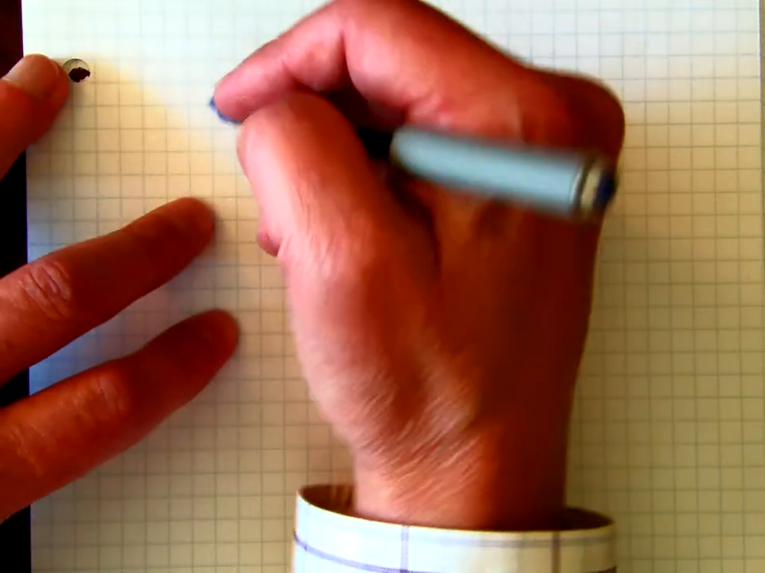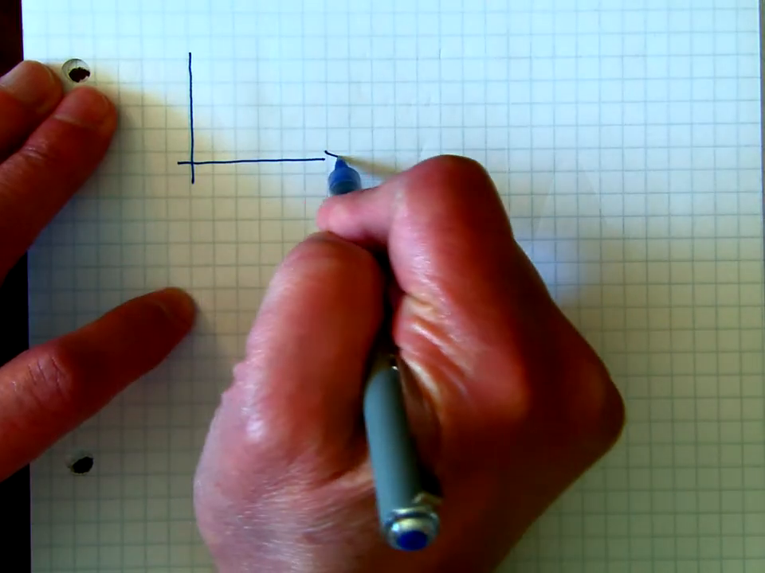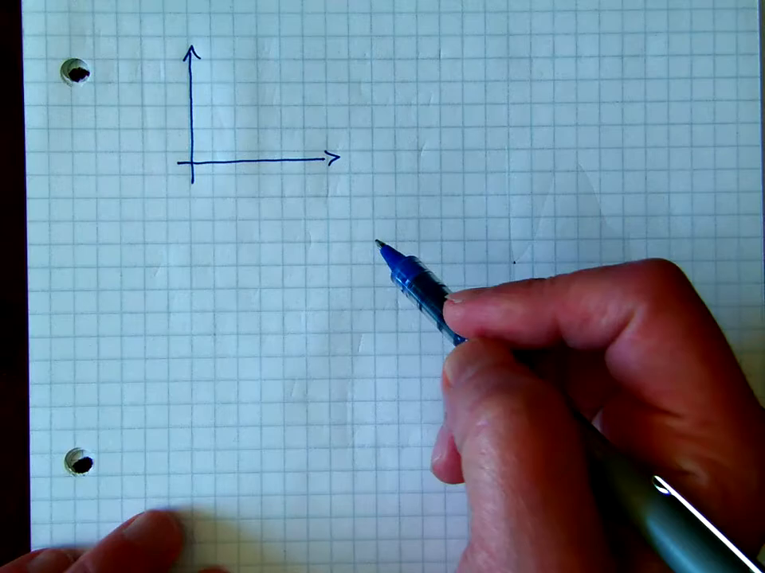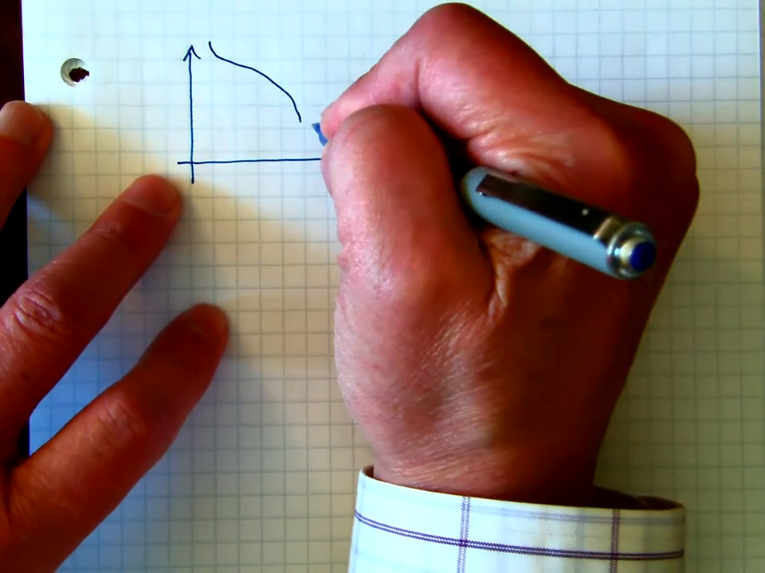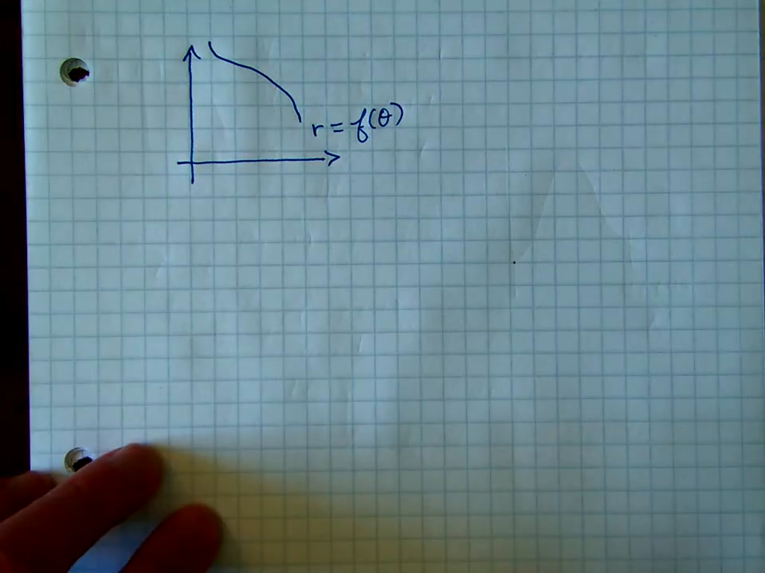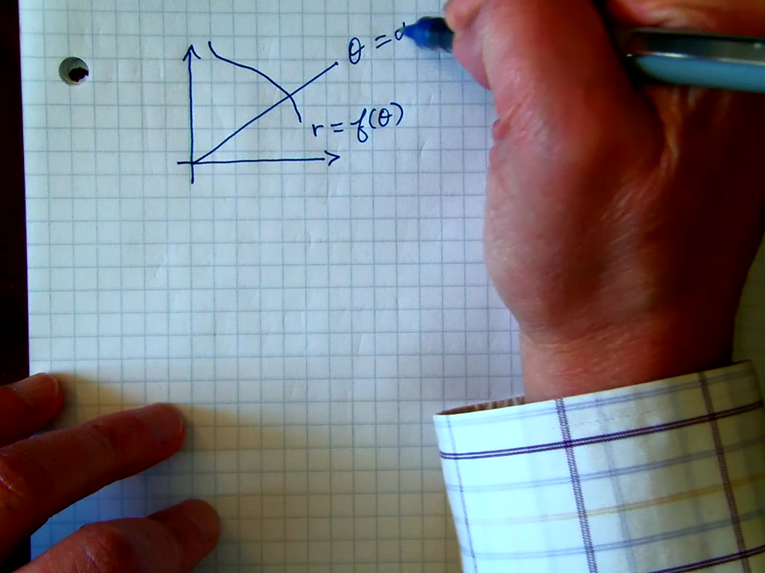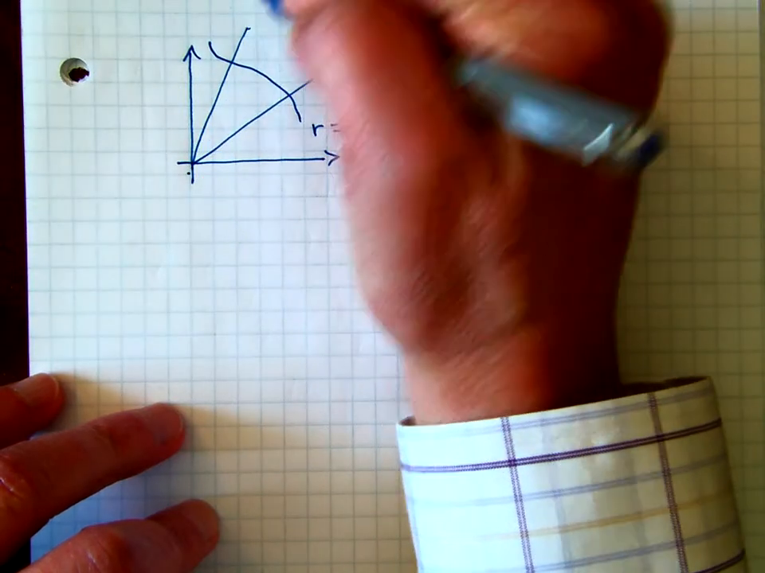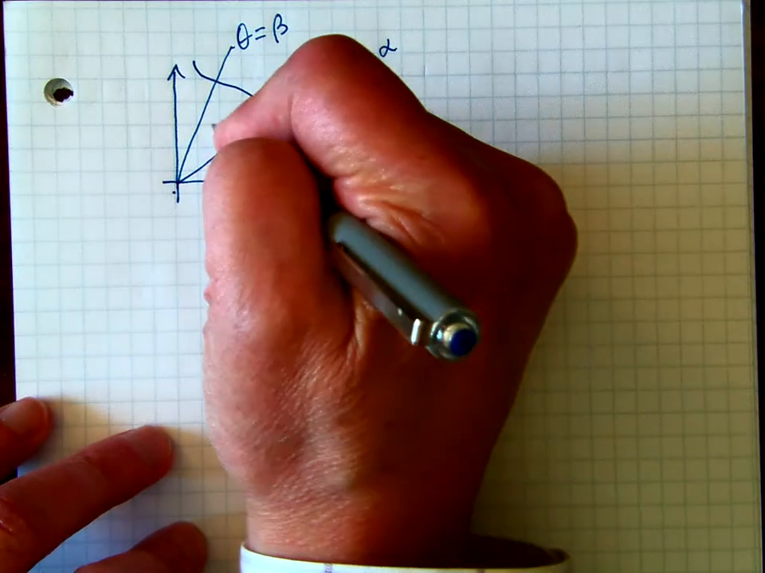Now let's take a look at another property of integration with polar coordinates. This will give us a rather familiar looking result. Let's suppose you have some function that says r depends on theta. And you're going to go from theta equals alpha up to theta equals beta. And that's my region R.